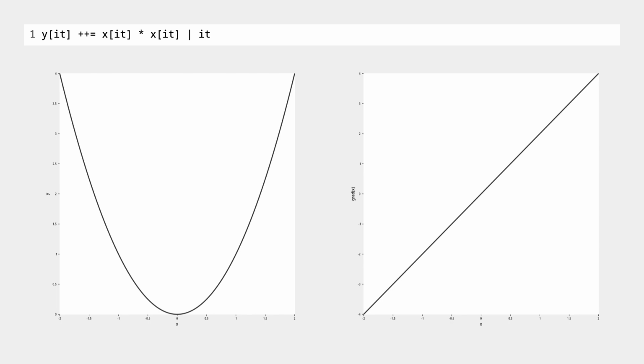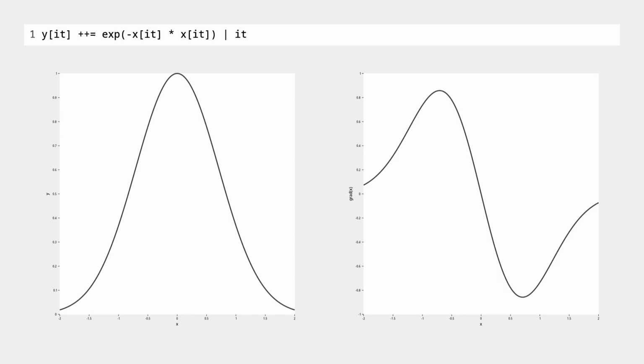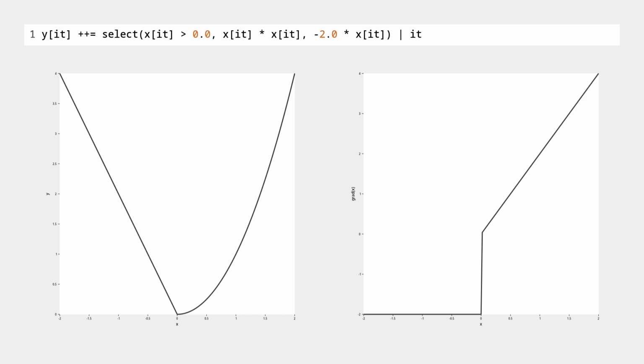This also works for many different kernels. Here we can see a slightly more complex example. And here you can see that we can also differentiate select instructions.